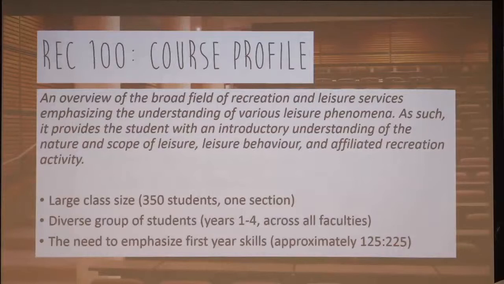To give you a sense of the class, it is an overview of Recreation and Leisure Studies. It's a required course for our first-year students in their first term. It's a large class, 350 students in one section, and it's a diverse group of students. Fewer than half of the students are our first-year Rec and Leisure Studies students. The rest come from across campus and across years 1 to 4.